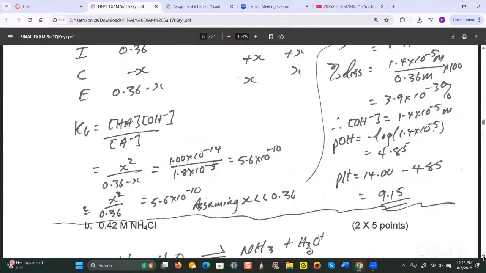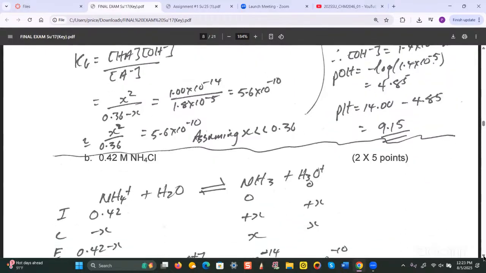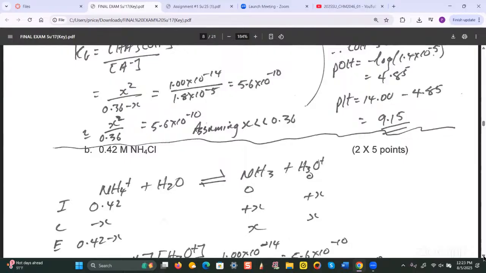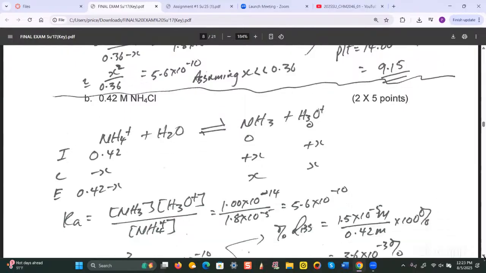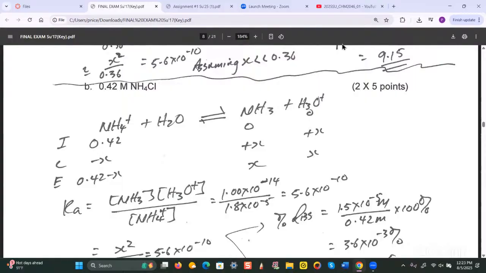For the B part, in this case, again, ammonium chloride, just as in the case of sodium acetate above, will undergo complete dissociation. And we know that because most chlorides are soluble in water anyway. So the ammonium chloride will undergo complete dissociation to form NH4 plus and Cl minus.